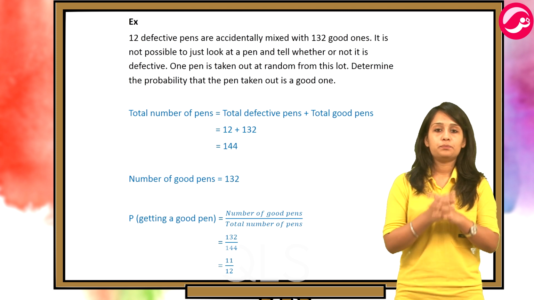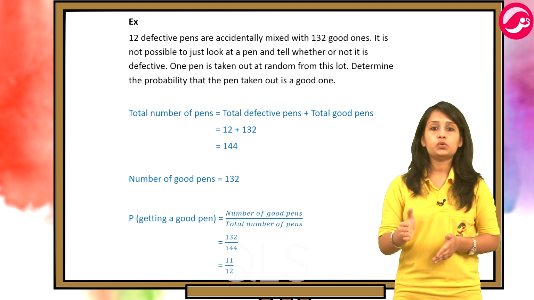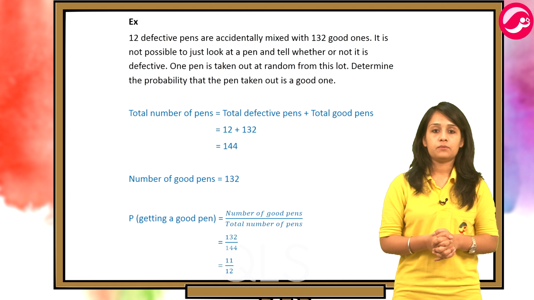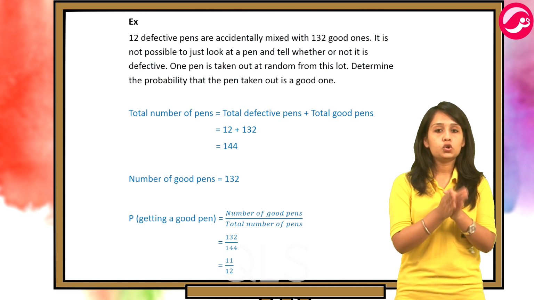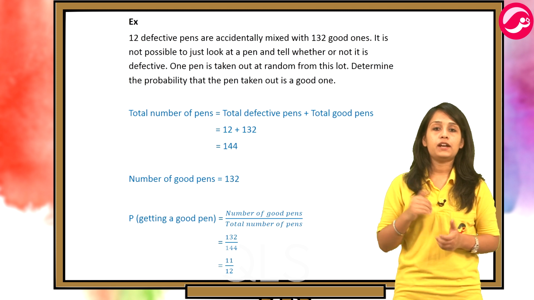Now we know that P(E) is equal to the number of outcomes favorable to E divided by the number of all possible outcomes of the experiment. So the probability of getting a good pen will be 132 by 144, that is 11 by 12.